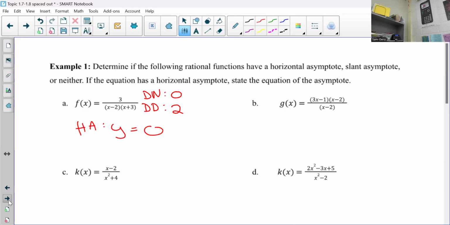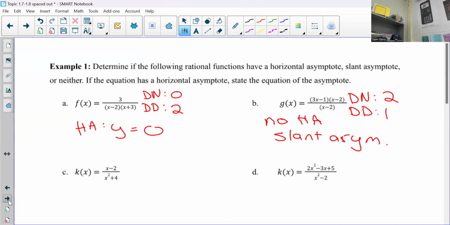For b, the degree of the numerator is going to be 2. The degree of the denominator is going to be 1. The degree of the numerator is bigger. There's no horizontal. There's a slant. Again, we're going to talk about how to find them, but not today. We're just defining that there is one.